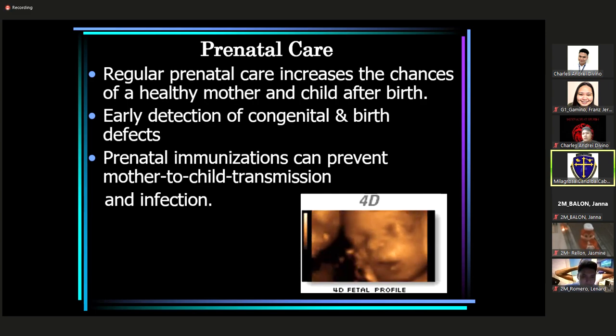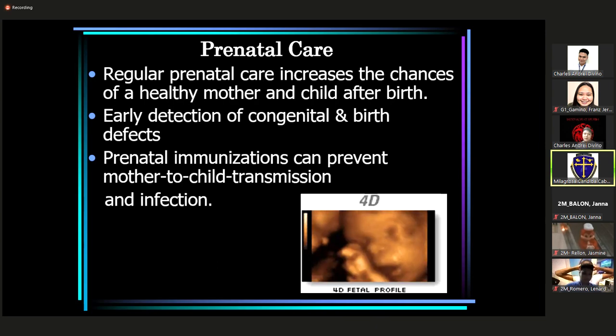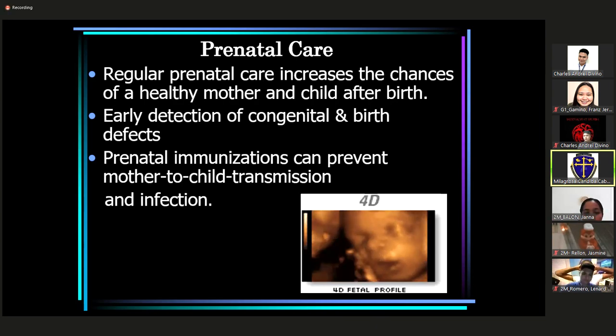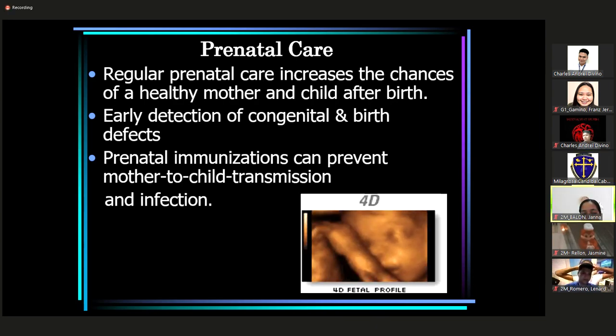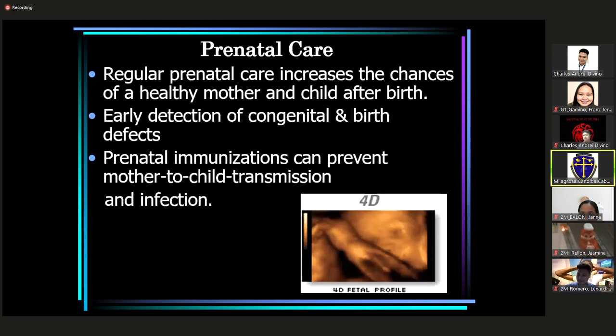So, the mother would have prenatal immunizations that can prevent mother-to-child transmission and infection. So, di ba, bawal ang mga immunization sa mother? What particular immunization daw be ang pwede natin ibigay sa mother? Okay, may I call on Miss Balon? Jana. Ma'am, TT vaccine po. Okay, very good. So we can only give tetanus toxoid vaccination. No other vaccination po ang kailangan ng mother.